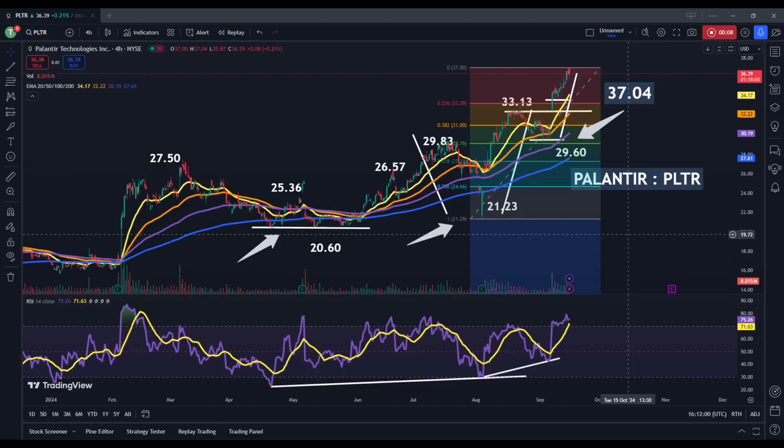Here we have the current stock market update for Palantir Technologies Incorporated, stock ticker PLTR.